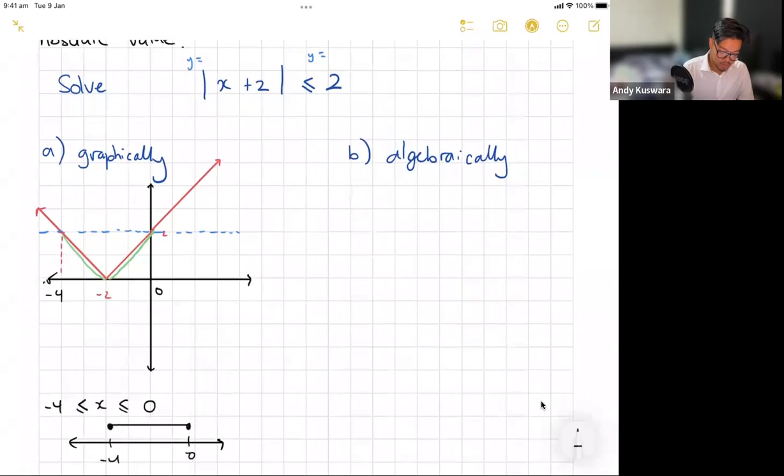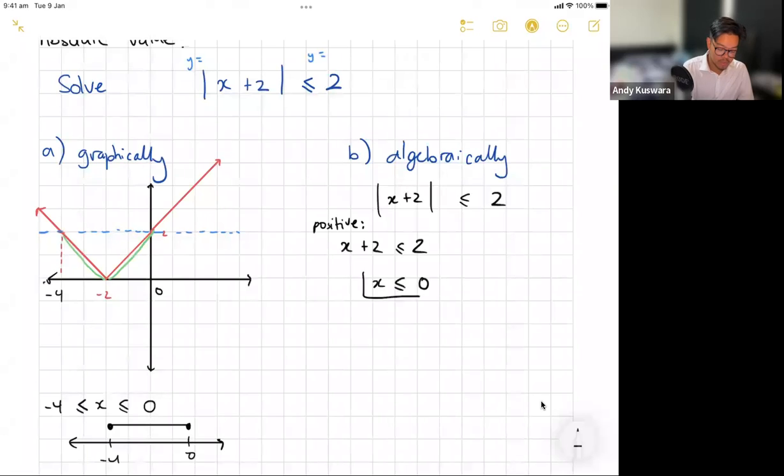Algebraically, this one could take a little bit more. So we've got the absolute value of x plus 2 less than or equal to 2. Absolute value just means that we're going to have a positive outcome. And let's deal with the positive. So if we have positive x plus 2 less than or equal to 2, if I subtract 2 from both sides, we'll have x is going to be less than or equal to 0. That's the first one. Now taking a look at the negative, what happens if we deal with the negative variant?